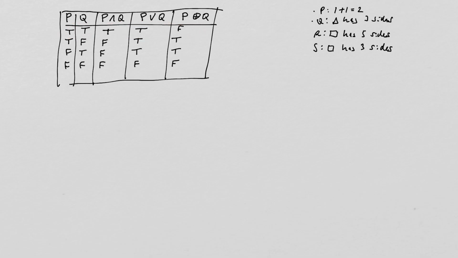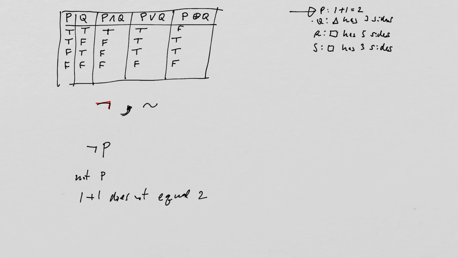Now another symbol in this kind of logic looks like this, or sometimes people make it look like that, like a tilde, like in Spanish. And that you put in front of a variable. So we would call this not P. And if we're using the P from over here, not P would be 1 plus 1 does not equal 2. It's sort of the opposite.